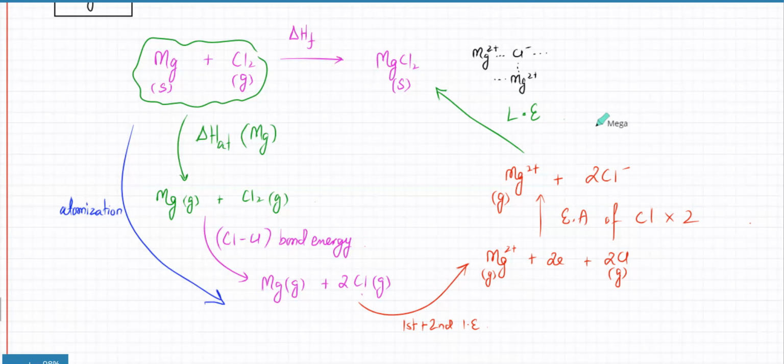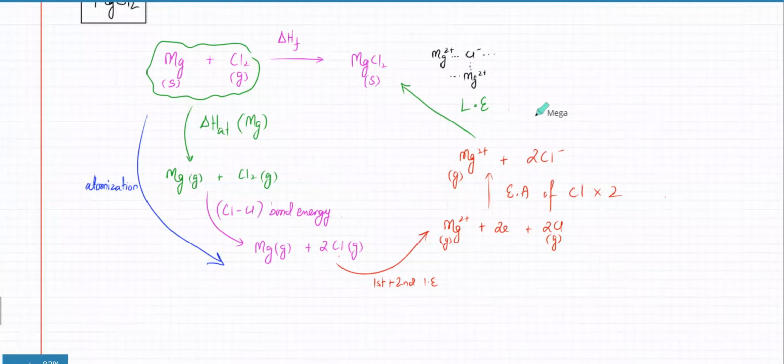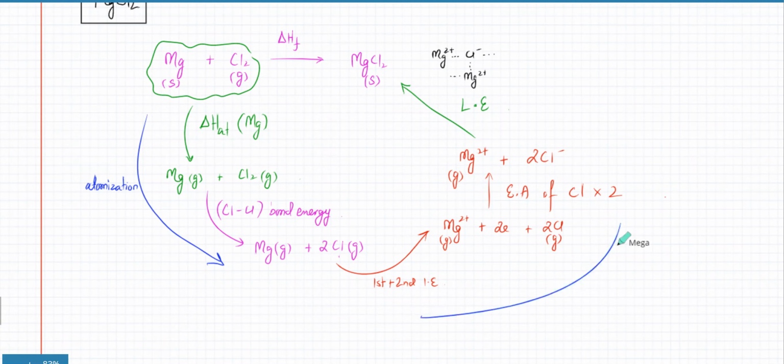Yes, sir. So basically what you have to do is atomize, and then ionize. This step is where ions are formed, and then the ions get together to form the lattice.